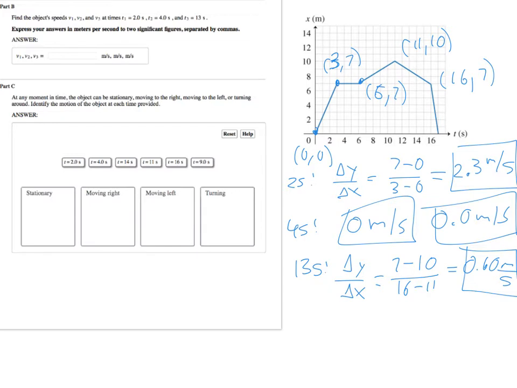All right, and for our last part, C, we need to put these times we're given into the appropriate category that describes the motion at those times. Let's take a look here. Let's start with 2 seconds. So 2 seconds, we have a positive slope here in that region, which means we are moving to the right in the positive direction. At 4 seconds, we have 0 slope, which means we are stationary, so that's going to be in this category. At 14 seconds, that's the next one I have. That is in this region here with a negative slope, which means we're moving to the left.